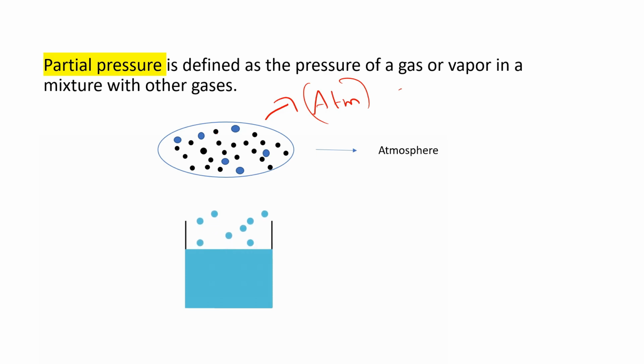So the partial pressure is defined as the pressure of a gas or vapor in a mixture with other gases. You can see in the atmosphere there will be water molecules, and the pressure of these water molecules is defined as the partial pressure of water vapor in the atmosphere.